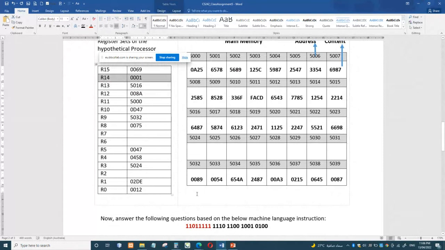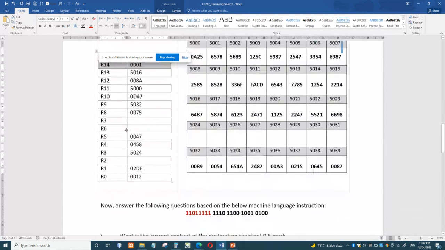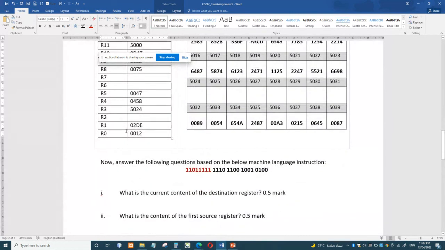So your register 14 is your destination register. The result of this operation will be stored here. Are you understanding? The old content 001 will be removed, and that register will contain your final result. Are you understanding? Yes, clear.